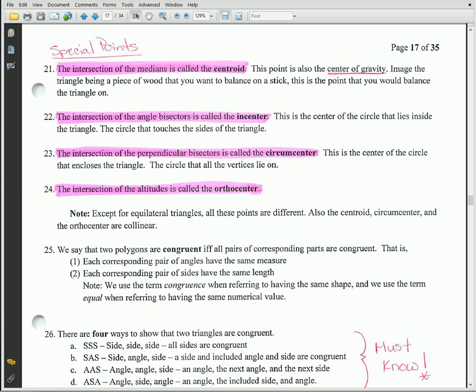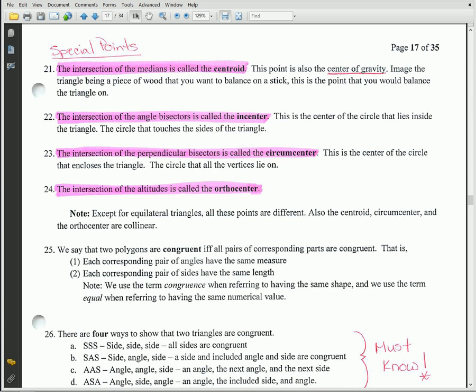The intersection of the perpendicular bisectors is called the circumcenter. So in other words, if I want to put a circle around the outside of any figure, so around a triangle or a hexagon or whatever, where it hits all the vertices, then that is the intersection of the perpendicular bisectors. That is called the circumcenter.